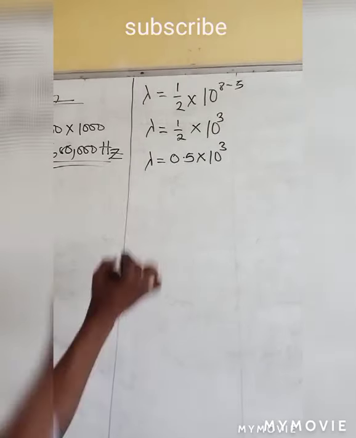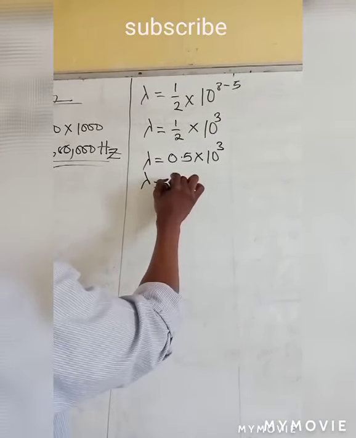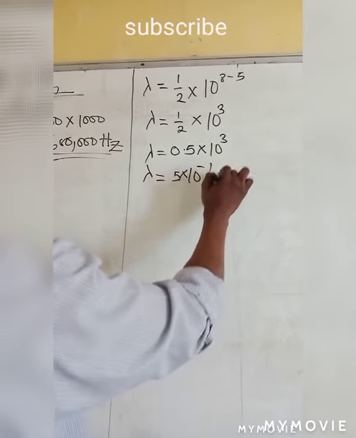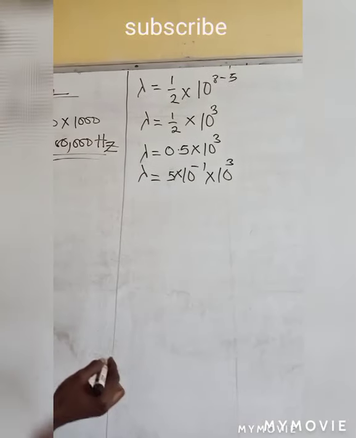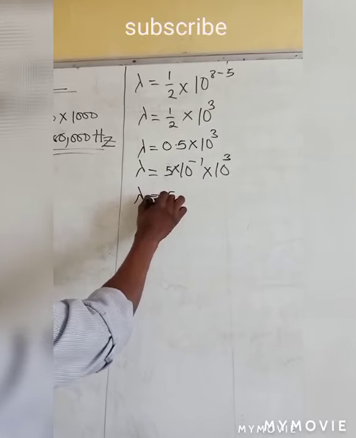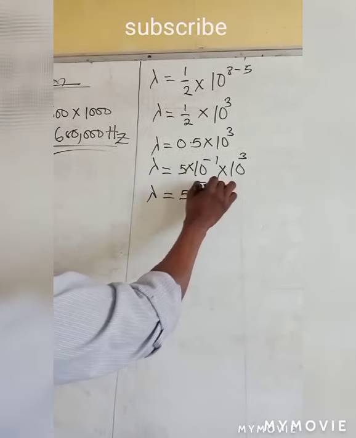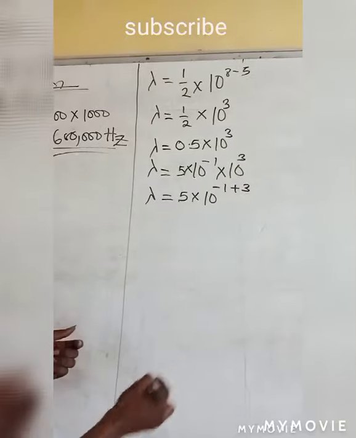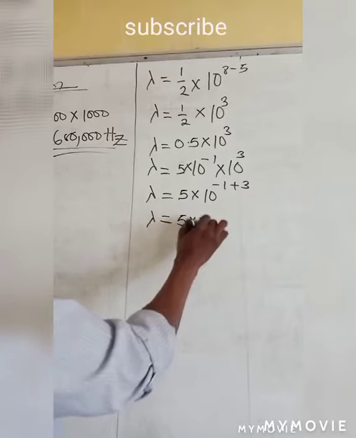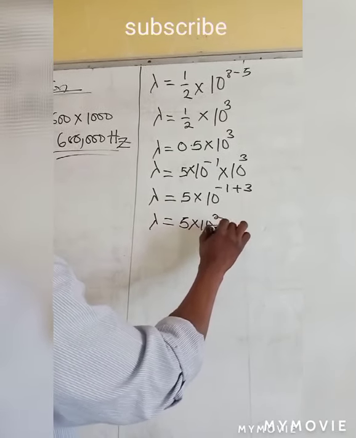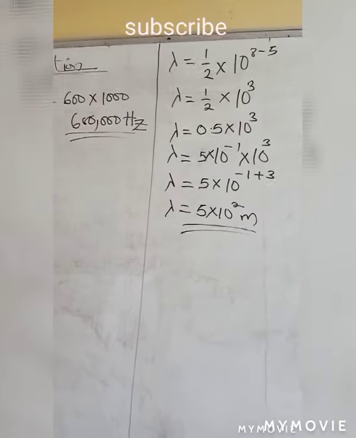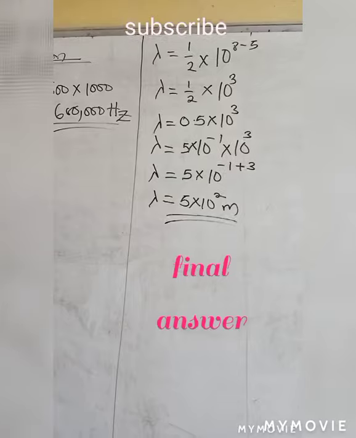0.5 in standard form is 5 times 10 raised to the power minus 1, so wavelength equals 5 times 10 raised to the power minus 1 times 10 raised to the power 3. With the law of indices again, wavelength equals 5 times 10 raised to the power minus 1 plus 3. Minus 1 plus 3 gives us wavelength equals 5 times 10 raised to the power 2, and the unit is meter. That's the wavelength, that's what we had to find, the wavelength of the given question.